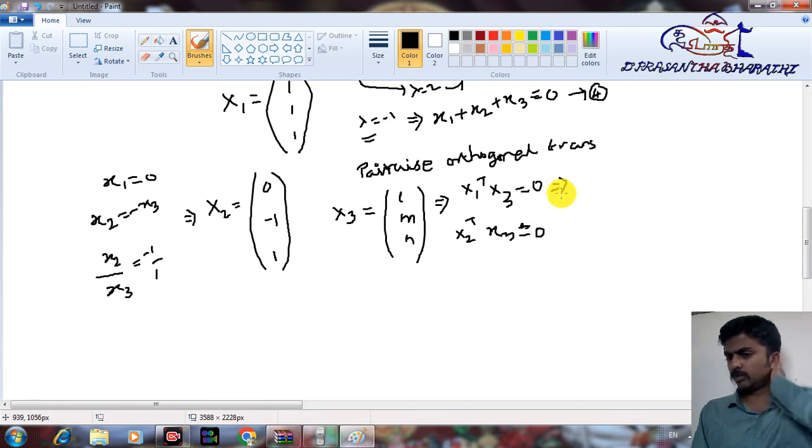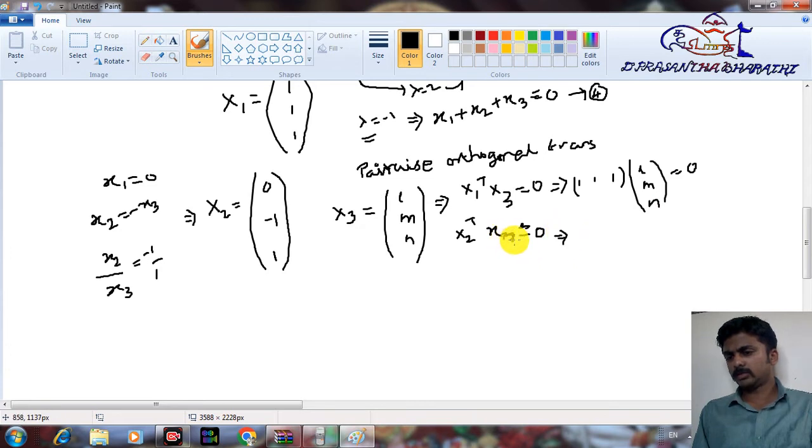So it implies x1 transpose is 1 1 1, into L M N equal to 0, and for x2 transpose x3 we will have 0 minus 1 1 into L M N equal to 0.